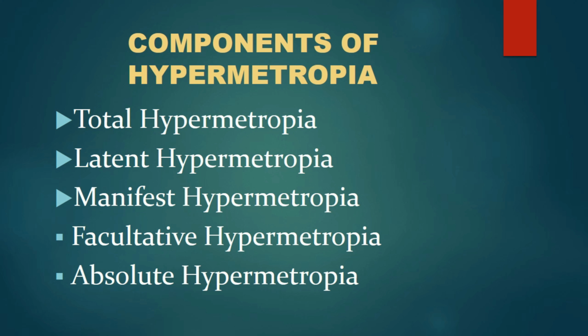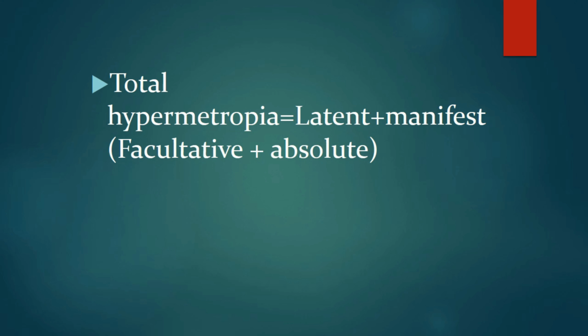Facultative hypermetropia constitutes that part which can be corrected by the patient's accommodative effort, and the absolute hypermetropia is the residual part of the manifest hypermetropia, which cannot be corrected by the patient's accommodative efforts. Briefly, total hypermetropia is the sum of latent plus manifest hypermetropia.